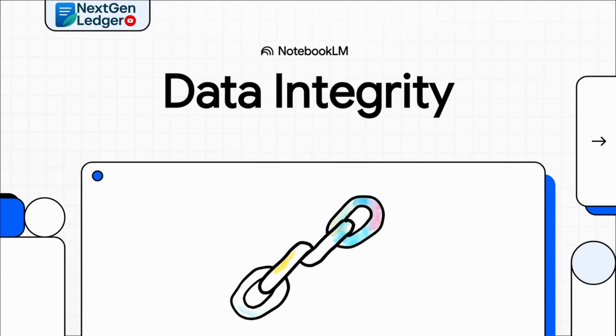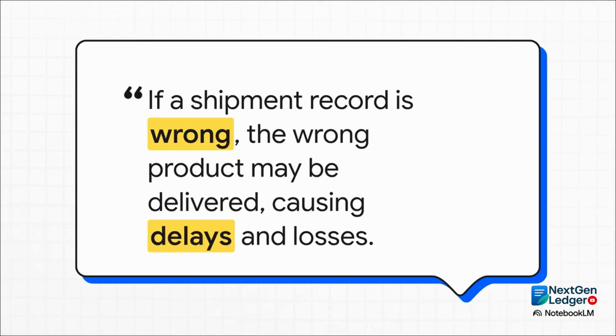Welcome to This Explainer. Today, we are pulling back the curtain on a concept that, honestly, quietly runs our entire digital world: data integrity. We're going to break down what it is, why just one tiny error can cause total chaos, and, of course, how we protect against it.